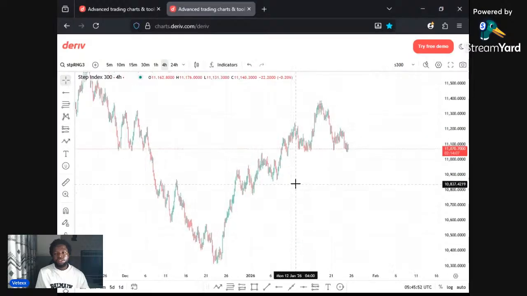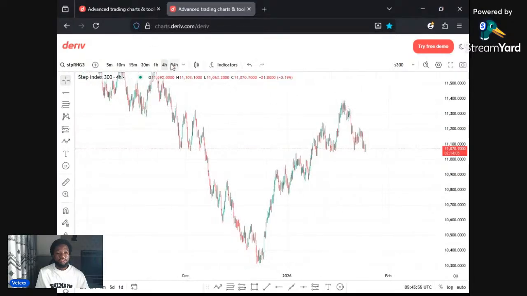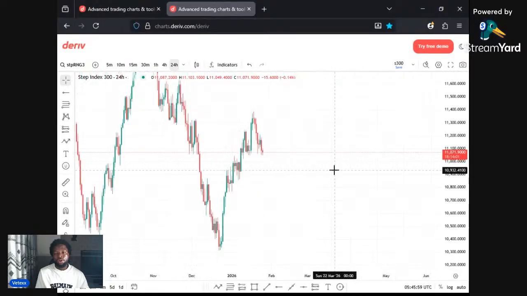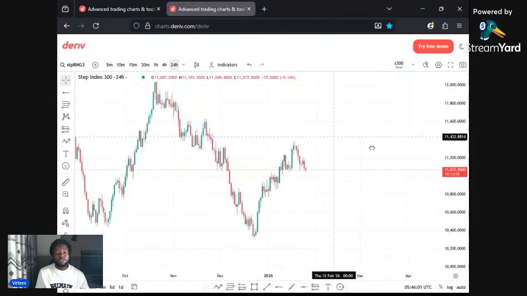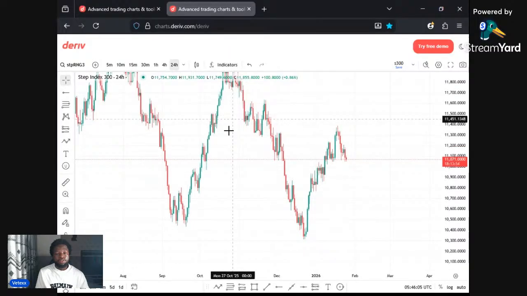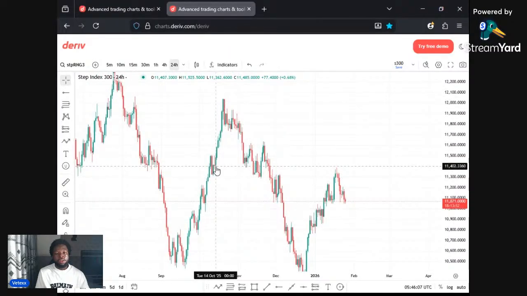Step 300. Let's check step 300. What is happening on step 300? On the weekly time frame, step 300 is on a bearish move. On the 24-hour time frame, it's not giving us anything currently. It's just retracing back, right?